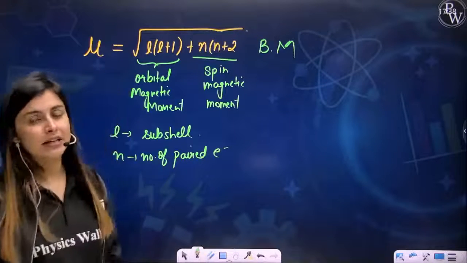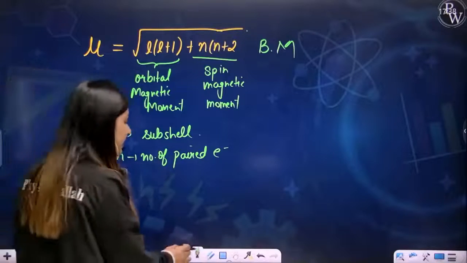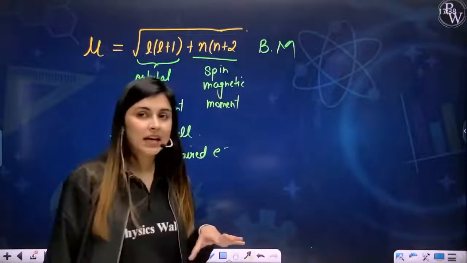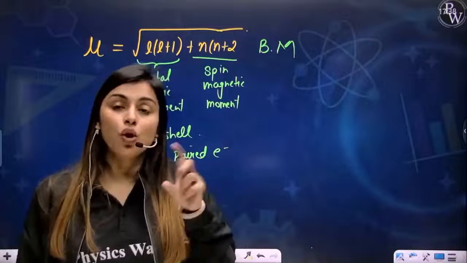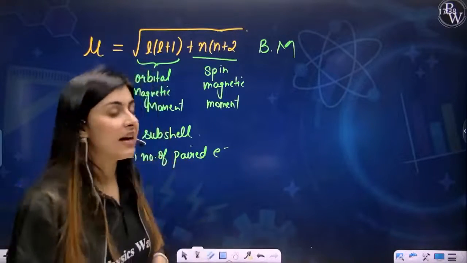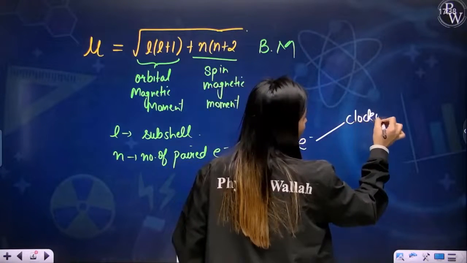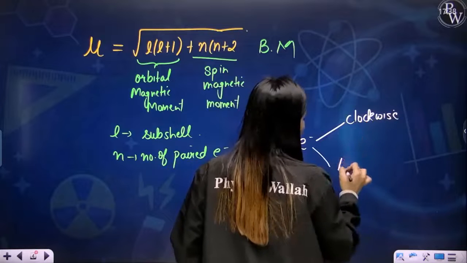Okay, perfect. Now, my dear students, when I said that your electron revolves, it can do that either in the clockwise direction or in the anti-clockwise direction. So it has two possibilities. It can be clockwise or it could be anti-clockwise.